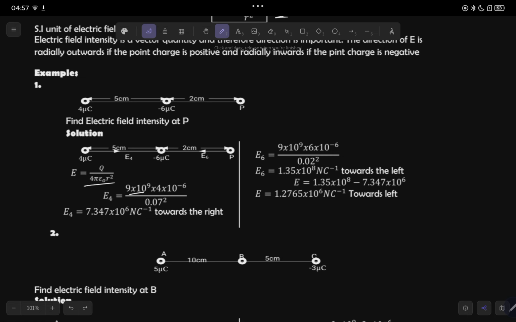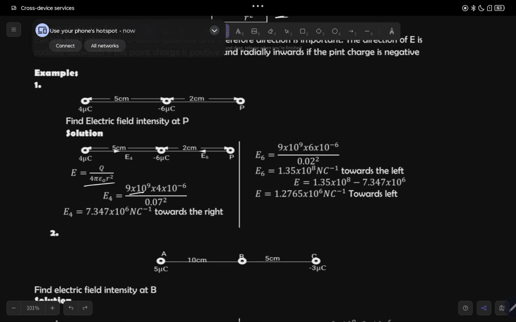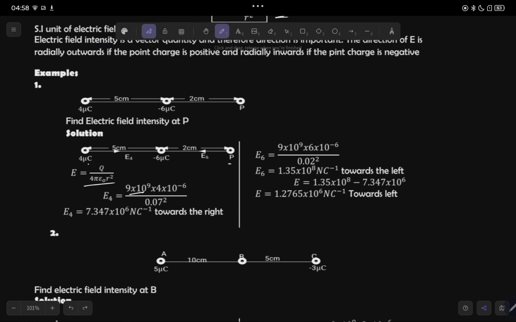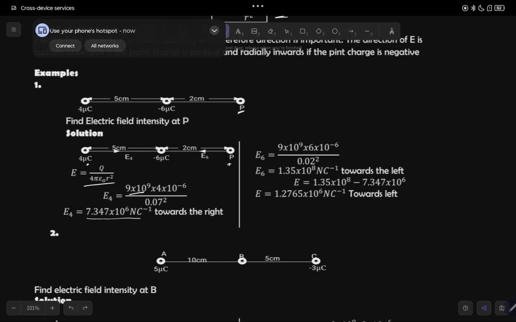The distance between the 4 microcoulomb charge and the point P is 7 centimeters or 0.07 meters. When we substitute these values into the formula, we get 7.347 times 10 to the power 6 Newton per Coulomb. The direction, why is it being called towards the right? Because we said that if you place a positive charge at P and you have a positive 4 microcoulomb charge, what is the effect of the 4 microcoulomb charge on the positive 1 coulomb charge placed at P?